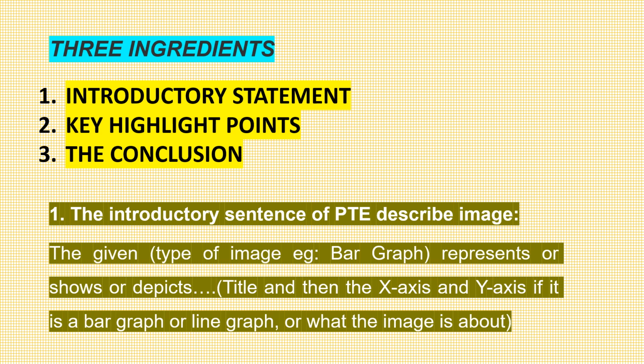Now let's take a look at a sample introductory sentence. You can start your describe image by saying the given type of graph. Example, bar graph represents, or shows, or depicts. These are the different words. Then the title, and then the X and Y axis if it's a bar graph or line graph, or what the image is about.